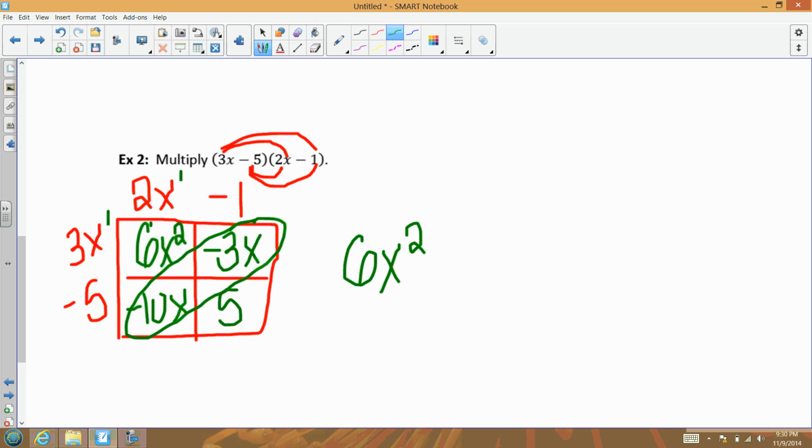And then when you combine those, we have -10x minus 3x. So you're going to be adding the coefficients. So -10 plus -3 is going to be -13.